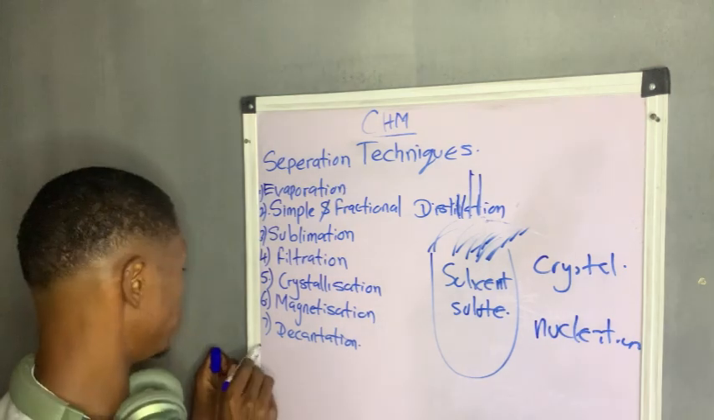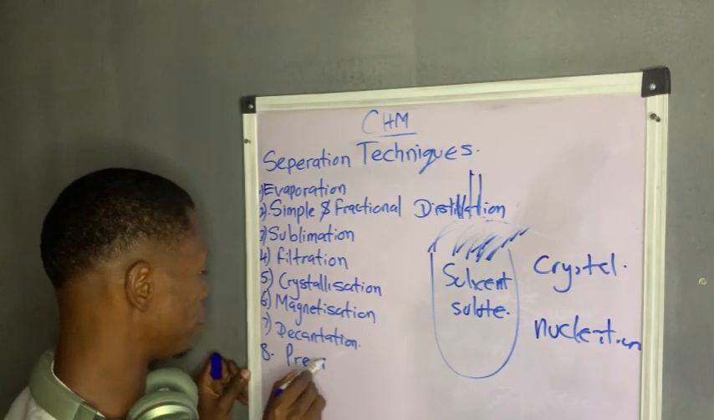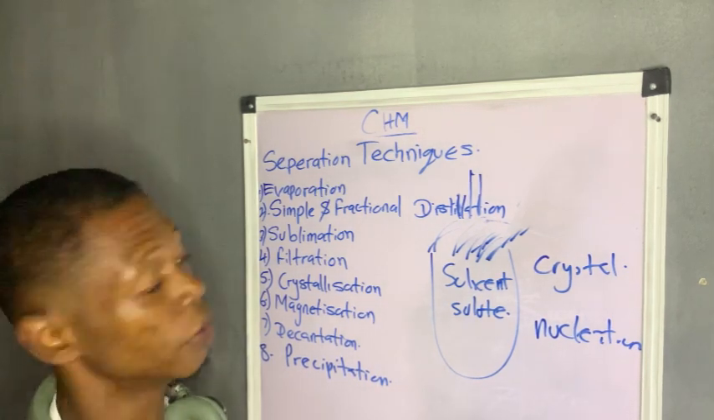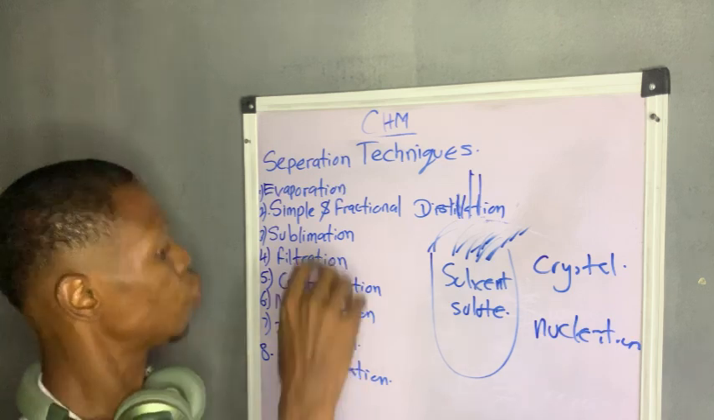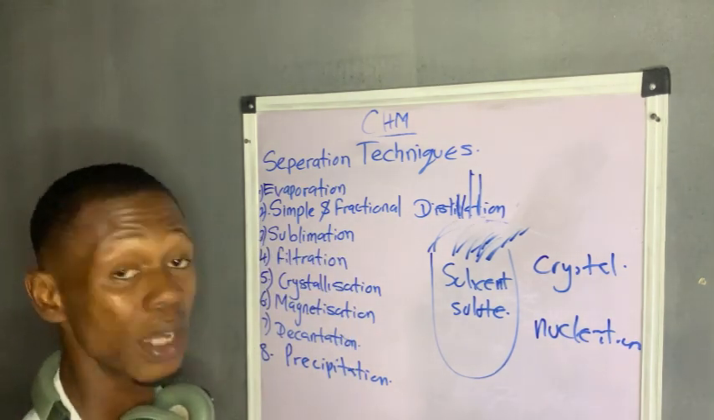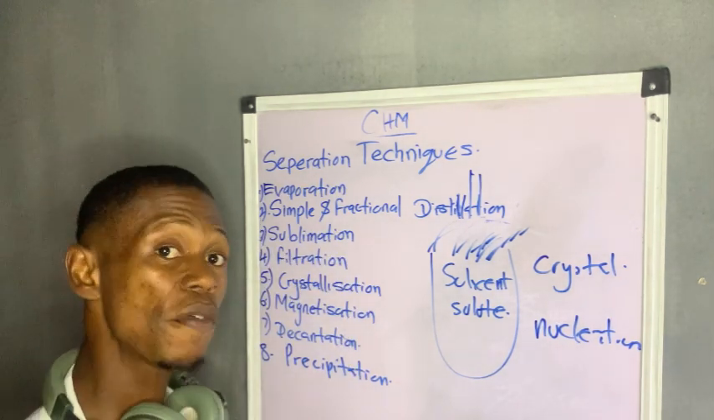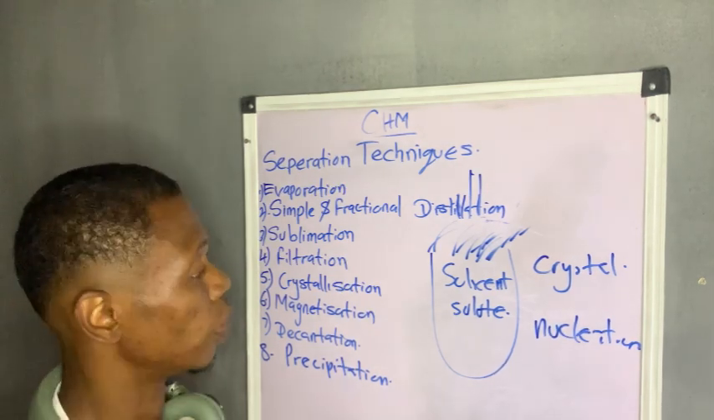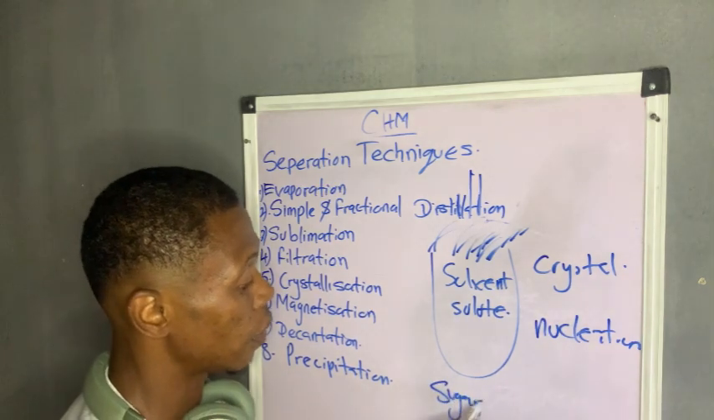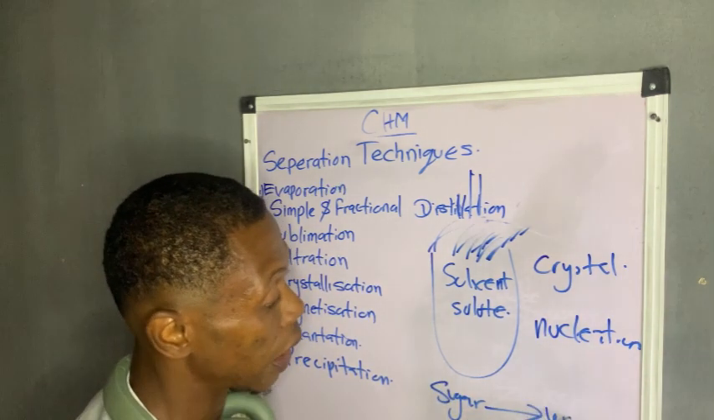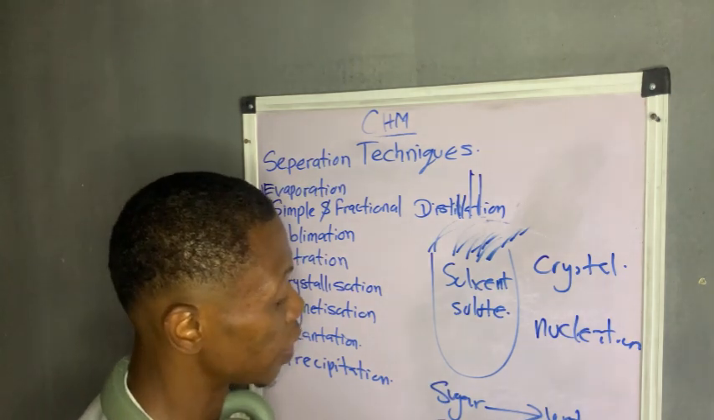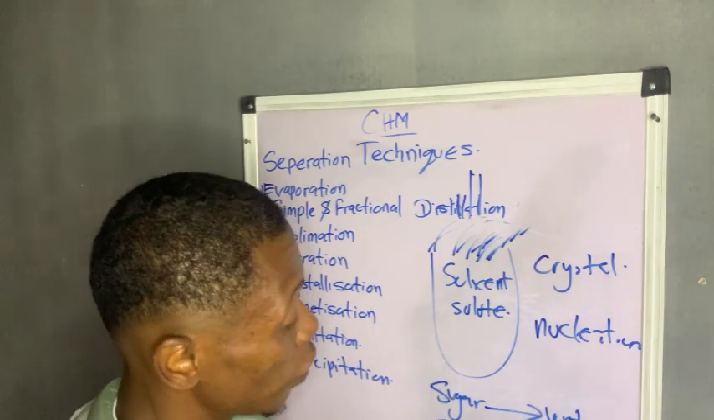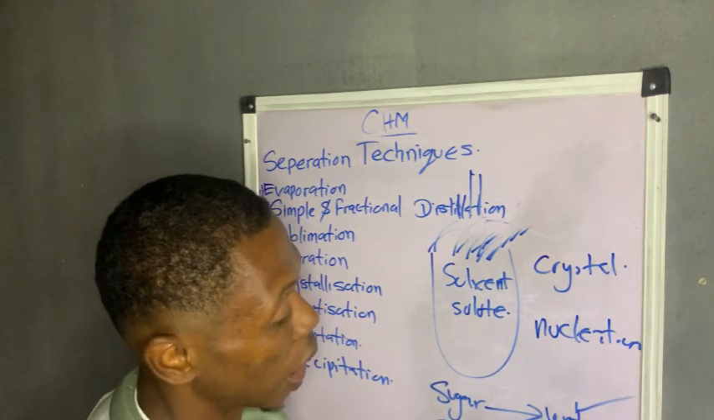I forgot to add precipitation. JAMB also may use it. This is precipitation, the formation of precipitates. It works when you have two liquids with different solubility for one particular solid. For example, sugar can dissolve in water, but sugar cannot dissolve in kerosene.